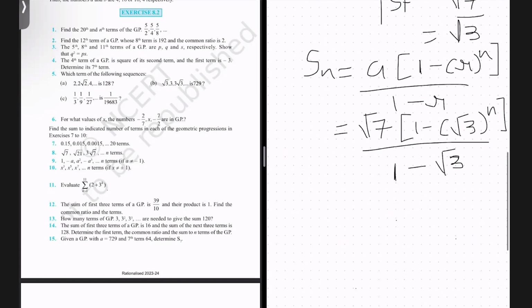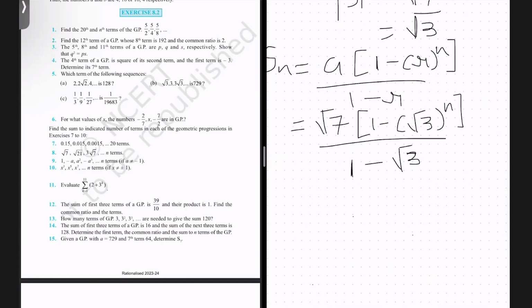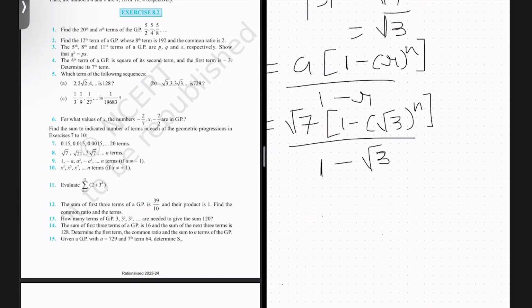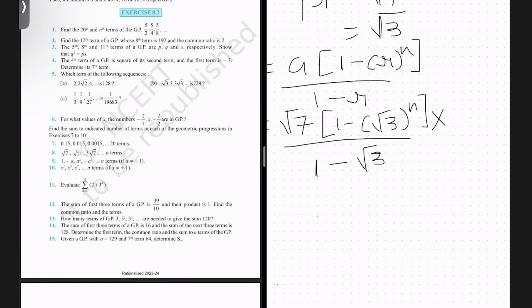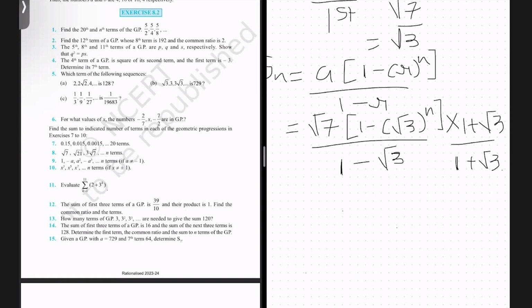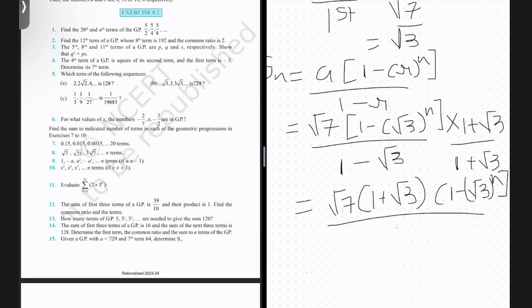Now, what I have is some part in the denominator which is non-rational. So to rationalize this, I'm going to multiply the numerator by 1 plus root 3 and the denominator by 1 plus root 3. Correct. Now, in the numerator, root 7 stays as root 7. You get it multiplied by 1 plus root 3. Here you have 1 minus root 3 raised to the power n. Correct. In the denominator, what you now have is 1 squared minus root 3 whole squared.